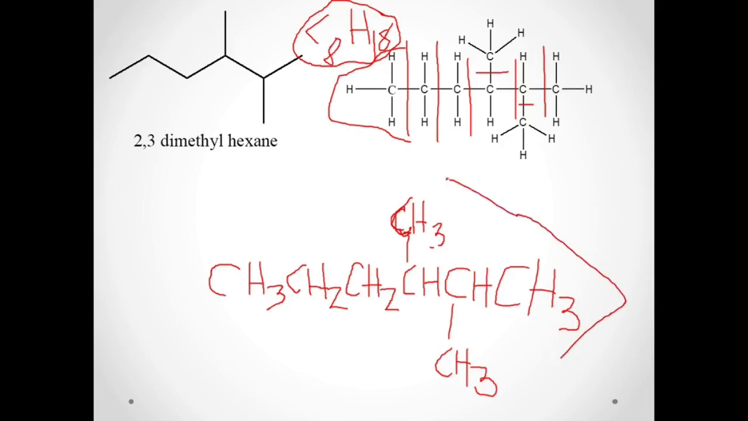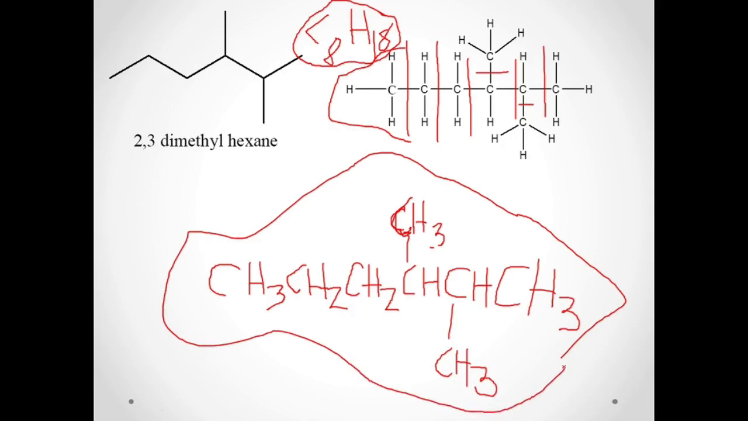This is now the condensed structural formula for 2,3-dimethylhexane. We're going to check first. How many carbons? 1, 2, 3, 4, 5, 6, 7, 8. Correct. How many hydrogens? 3 plus 2 is 5, plus 2 is 7, plus 3 is 10, 11, 12, plus 3 is 15, plus 3 is 18. So this is correct. Then you're done.